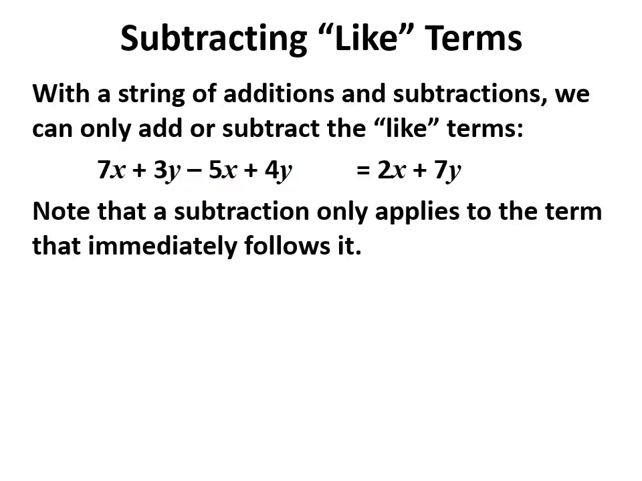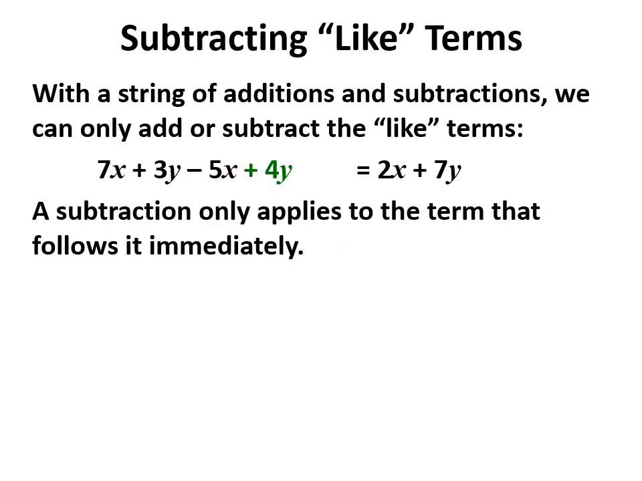Note, very important, that the subtraction only applies to what follows. So in this case we have minus 5x, which we take away from the 7x to give us 2x. The 4y is still being added. It doesn't have a subtraction sign, it stays in addition. So 3y and 4y is 7y.